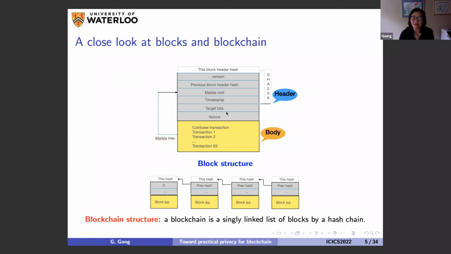And this is the body. Then in the header, you have the nonce, the target bits, the timestamp, and the Merkle root. The 64 transactions are applied to the Merkle tree to generate the Merkle root. So they only store the Merkle root in the header.